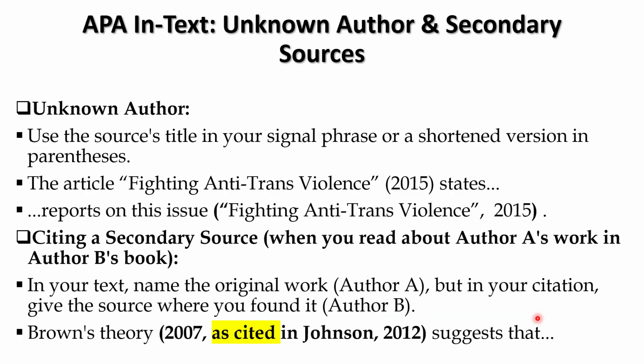Now that we have covered the most common citation situations, one author, two authors, multiple authors, let's look at two special situations you will encounter in your research: sources with no author, and secondary sources, where you read about one author's work in another author's publication. So let's start with the first special situation, which is unknown author or sources with no identified author.